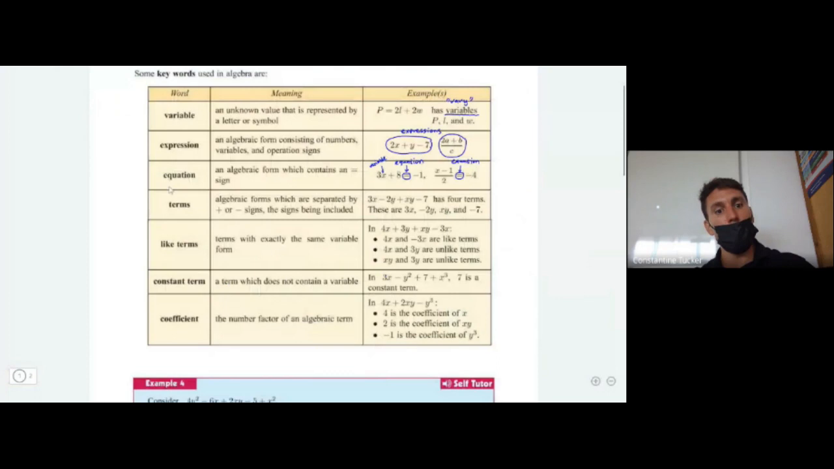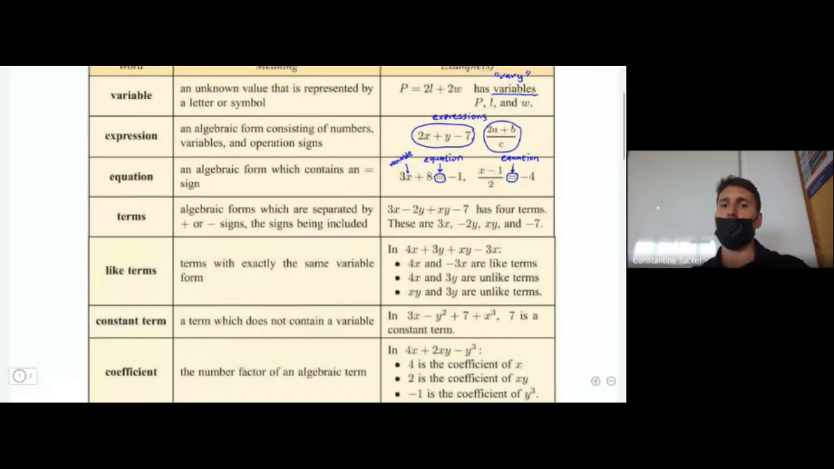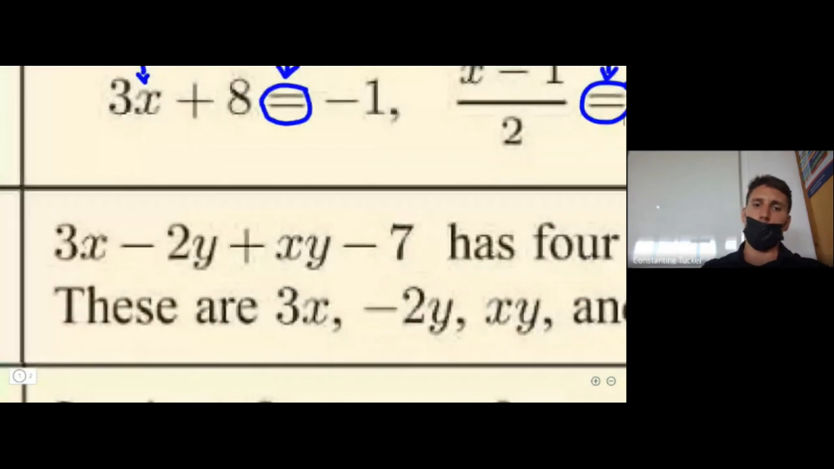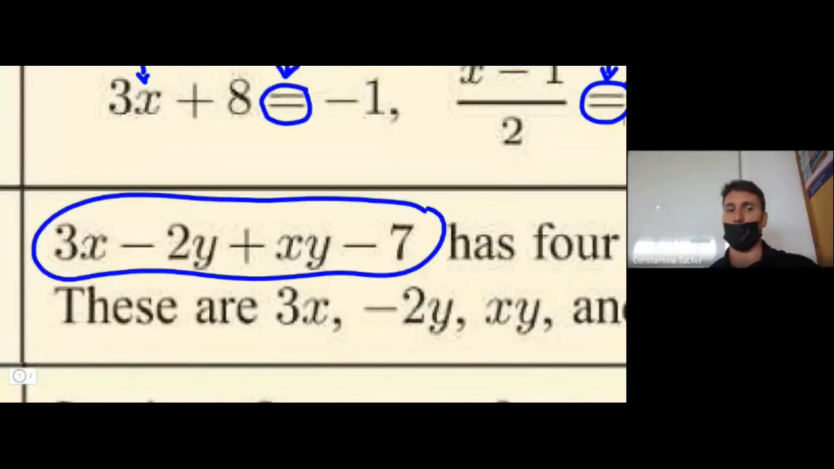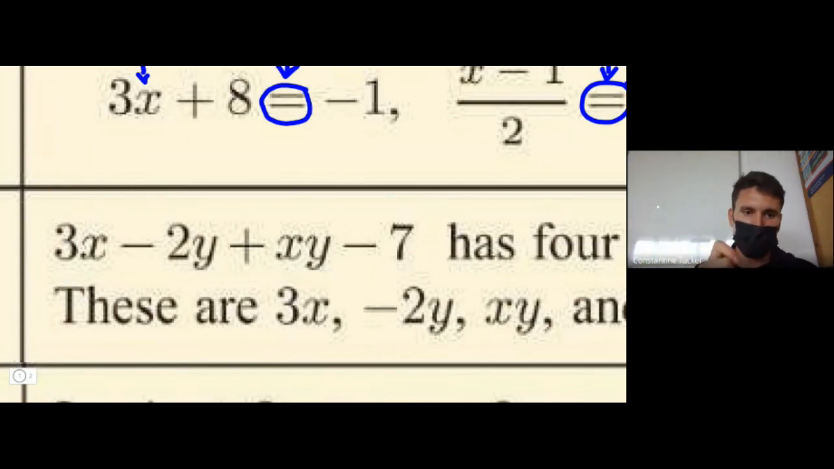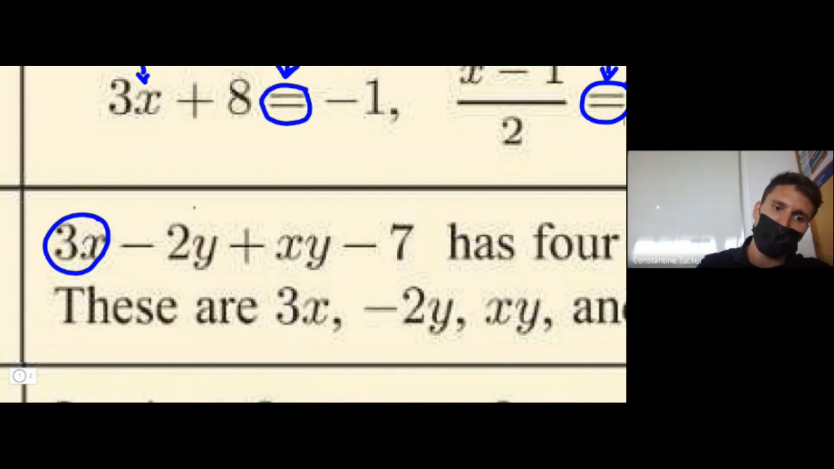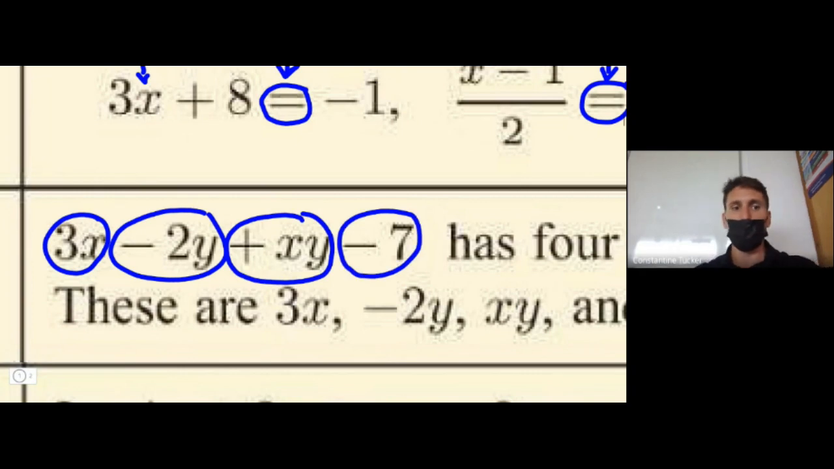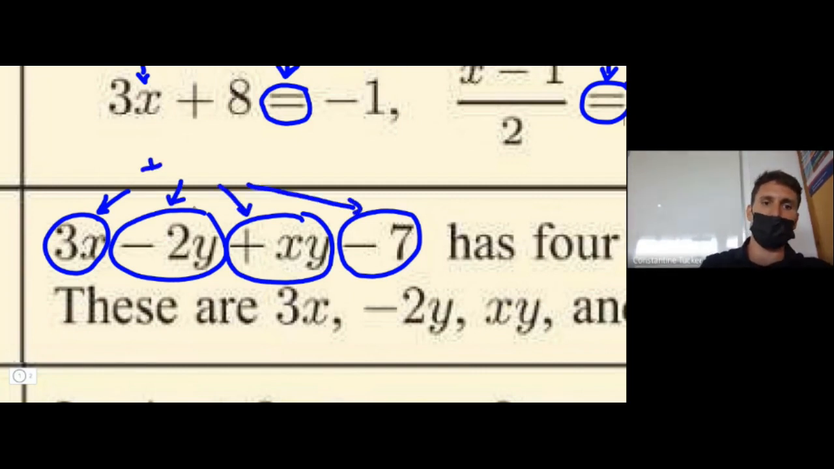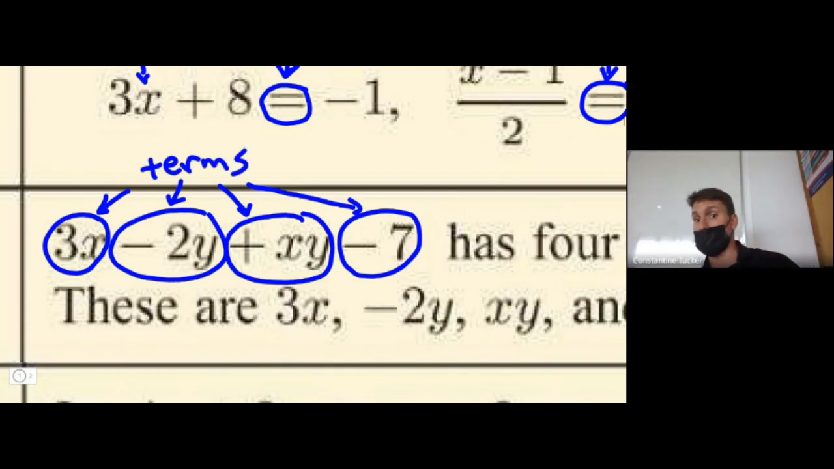Okay, moving on, a few more to talk about. One will be term. So what is a term? Let's move on to this expression here. You see this whole thing we mentioned before, something like this would be called an expression. But inside the expression, we've got little building blocks. You see how we've got this 3x, this minus 2y, this plus xy, and this minus 7. Well, all of these are called terms. So this is a term, this is another term, this is another term, and this is another term. So this expression has 4 terms: 1, 2, 3, 4.